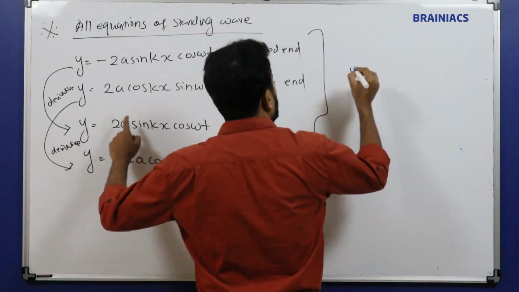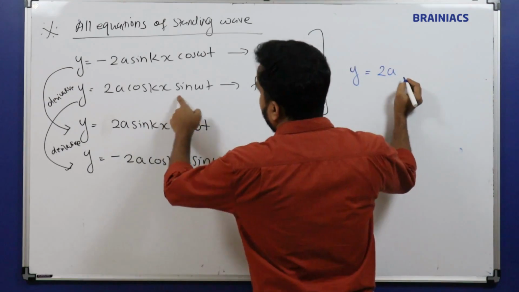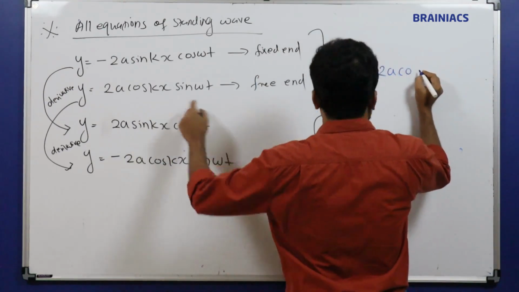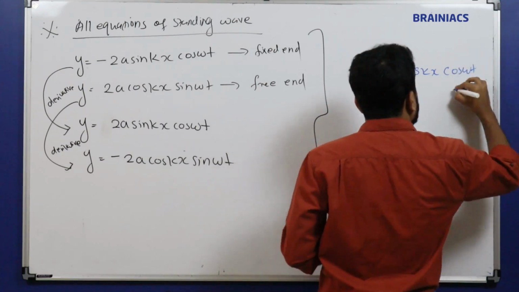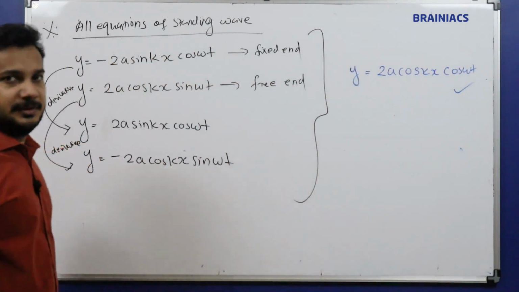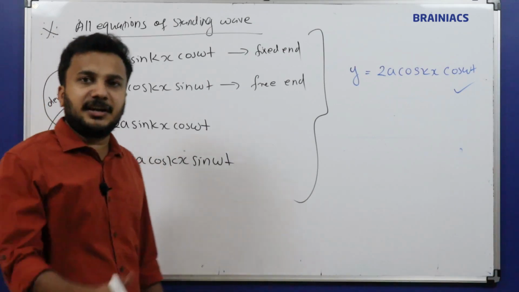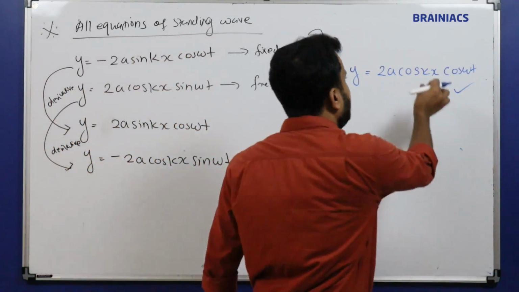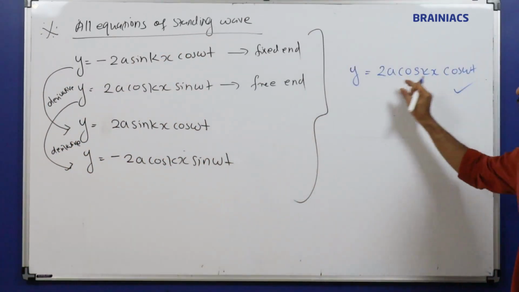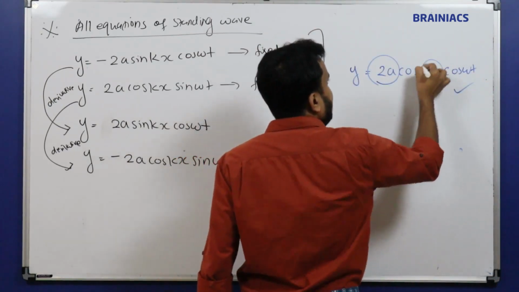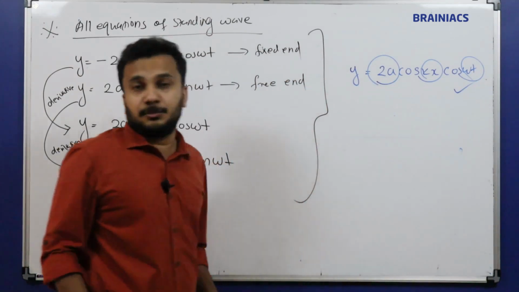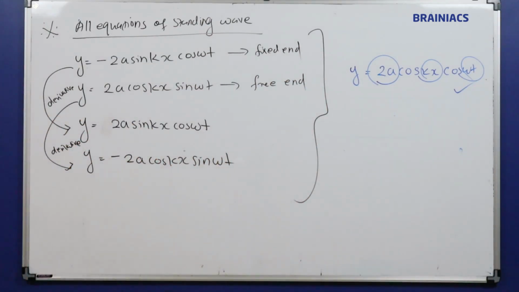Suppose I am writing an equation like this one: 2a, with both taken as cos. For example, cos kx cos omega t. Is this a standing wave? Yes, it's a standing wave. If it follows this pattern, whether it is sin or cos does not matter. It needs kx, omega t, and 2a. These are the three factors. If all three are present, this is an equation of a standing wave.